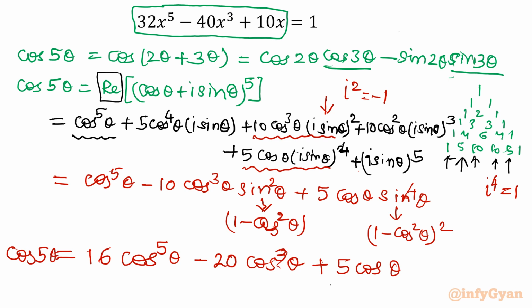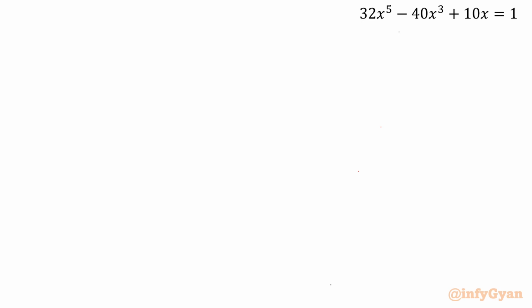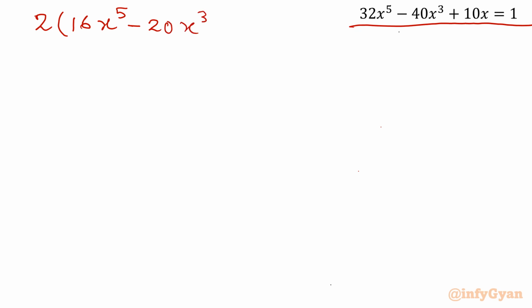Now, why have I used this? See, the LHS of our quintic equation, once I take 2 common, exactly matches with the substitution x = cos θ. This is nothing but 16 cos^5 θ minus 20 cos³ θ plus 5 cos θ, the cos 5θ formula. That's why we have used this. Now, let's solve. I will take 2 common from our equation, so what I will get is 16x^5 minus 20x³ plus 5x, and the right hand side is as it is, 1. Now let's give the substitution. I will write x = cos θ.